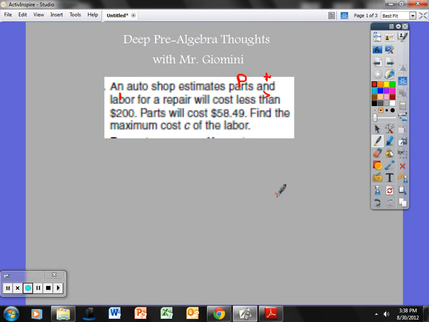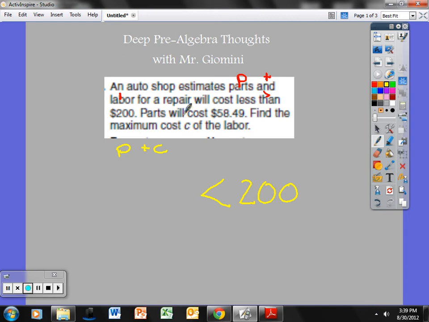So if I take a look at this, okay, I need to write an inequality. Well, I know whatever it costs, and it says find the maximum cost C of the labor. So I know that whatever it costs, it's going to be less than $200. Okay, so I'll write this. So $200 would be greater than the sum of the costs over here. So the cost this side has to be less than 200. Now, I see here I have parts and labor. We have P, and they want us to use C for labor. So P plus C, the parts plus the cost of the labor, is going to be less than 200.